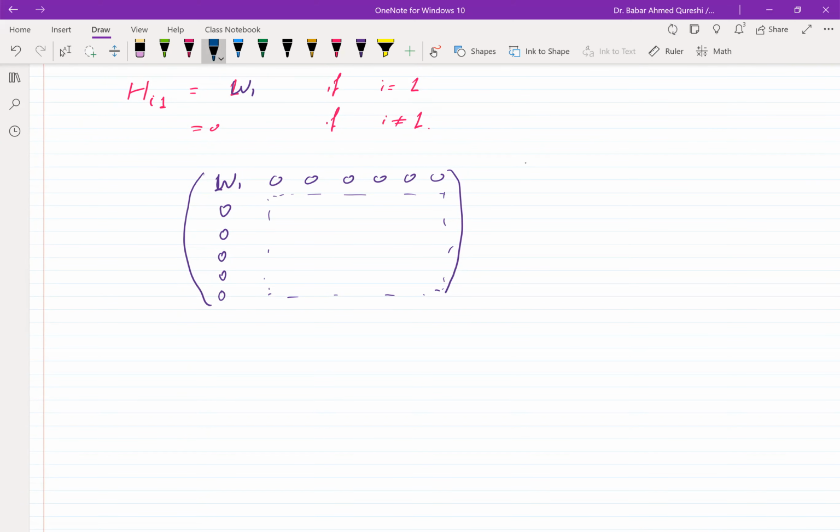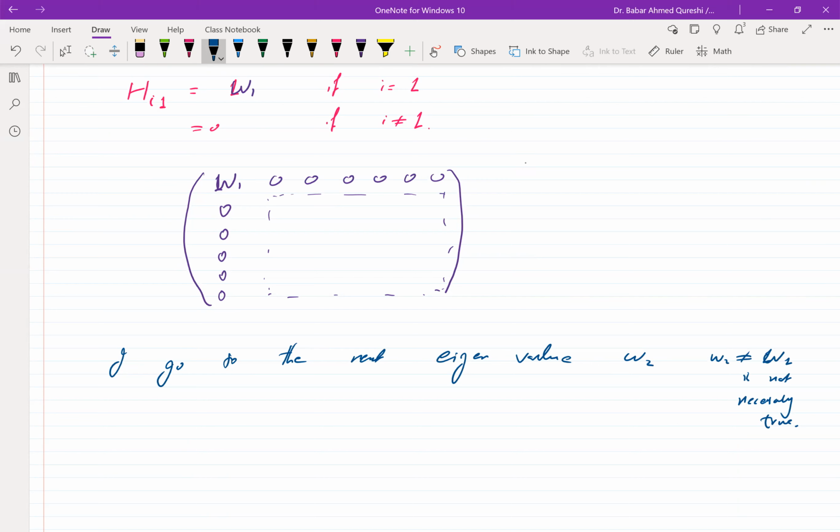Now over here, I will again have an eigenvector. So let's say I go to the next eigenvalue, W2, and I'm not saying that W2 is equal to W1. It is not necessarily two. It's just the next root over there.